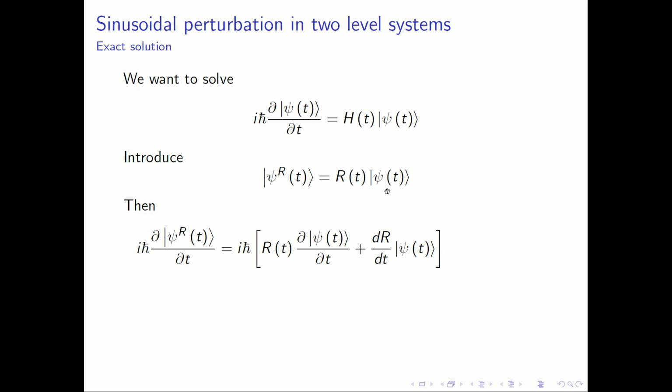And that's pretty easy to figure out. I just try to calculate iħ ∂/∂t of ψ_R(t). This of course is going to be iħ times R(t) times the derivative of ψ plus dR/dt times ψ. Simple standard rule that is applied for products all over in calculus. And now you realize that iħ ∂ψ/∂t is nothing but H acting on ψ. So if you put that in, this first term becomes R(t)H(t)ψ(t). The second term of course is iħ dR/dt ψ(t).